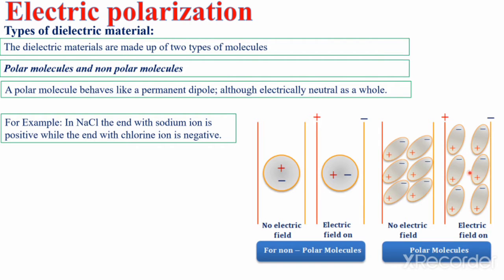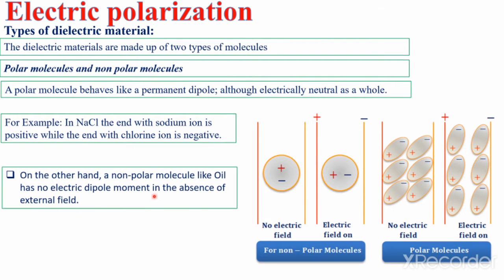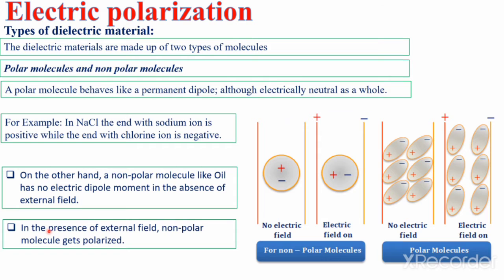On the other hand, a non-polar molecule like oil has no electric dipole moment in the absence of an electric field. In the presence of an electric field, non-polar molecules get polarized. In this figure, a non-polar molecule is shown in the presence and in the absence of an electric field. In the absence of an electric field, it has no electric dipole moment, but when we apply an electric field with the help of a charged capacitor, this non-polar molecule gets polarized.